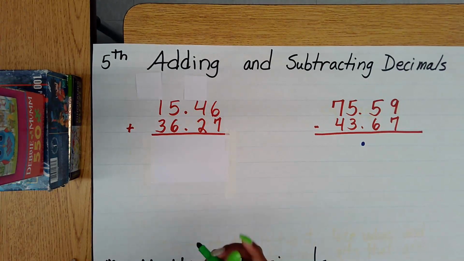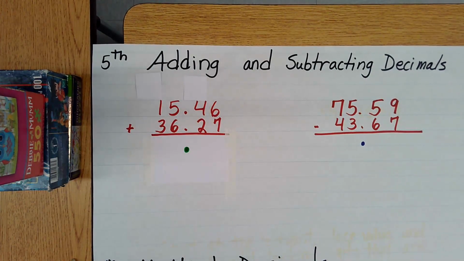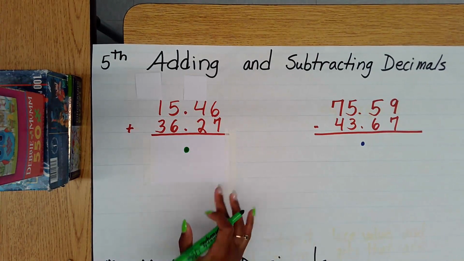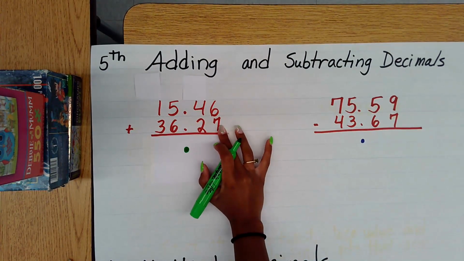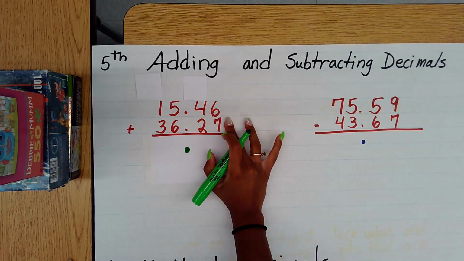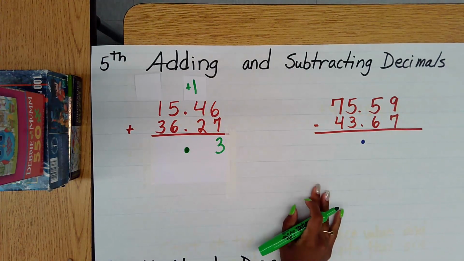The first thing you want to do is bring your decimal point down into your answer so you don't forget about it. Then you're going to start with the smallest place value like you normally would when you add. In this equation, my smallest place value is going to be my hundredths place. So I can start with 6 plus 7. That gives me 13. Carry my 1.